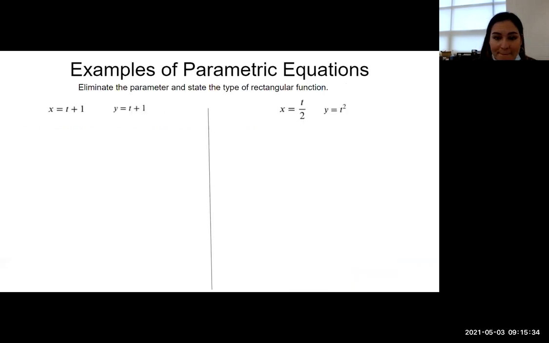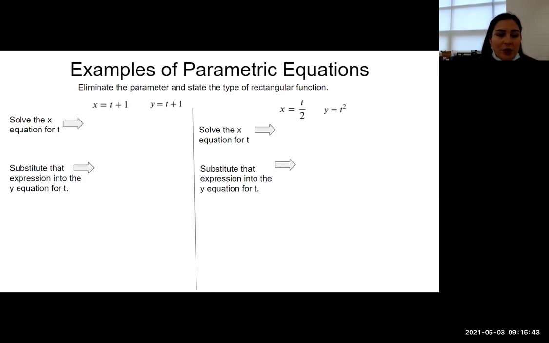All right. So we're going to do some examples of how we eliminate the parameter and state the type of rectangular function. The typical way that we do this is we solve the x equation for t and then substitute that expression into the y equation for t. You can see on the upper left there are two parametric equations, x equals t plus 1 and y equals t plus 1. So this is all one function. It's just that the parameter t is acting on both x and y.